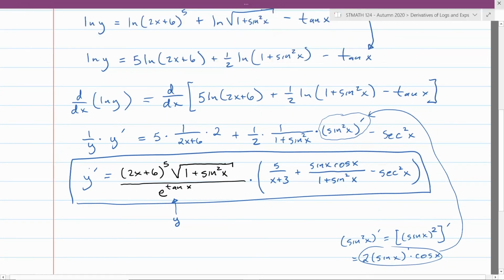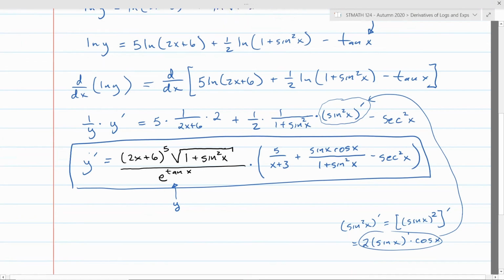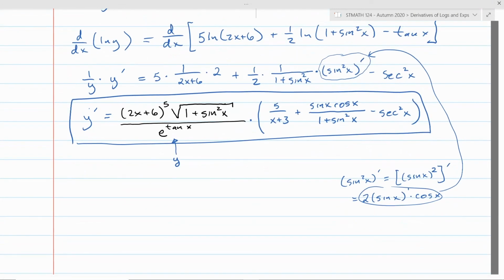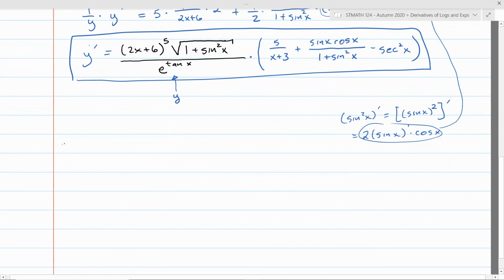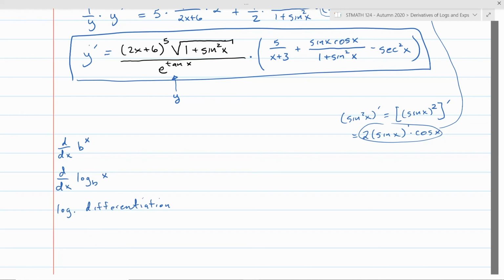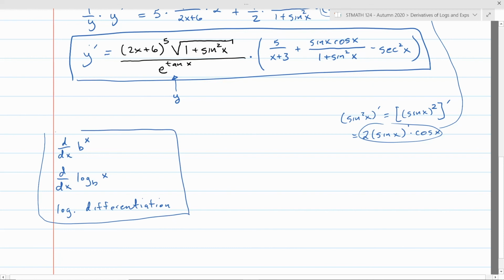Okay. I think we'll stop there. I just want to take a second to reflect on all the stuff that we learned today. We learned how to take the derivative of anything, any base, b to the x. We learned how to take the derivative of any logarithm base b. And we learned logarithmic differentiation. Those were the big things we learned today. We had to sort of review some properties of logarithms to help us out along the way. But this was the big stuff here that you learned, that you'll be needing to carry forward with you.